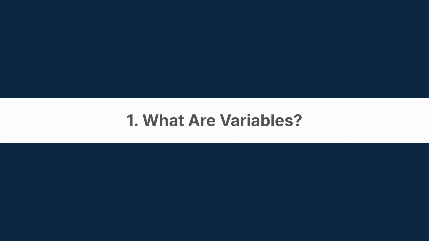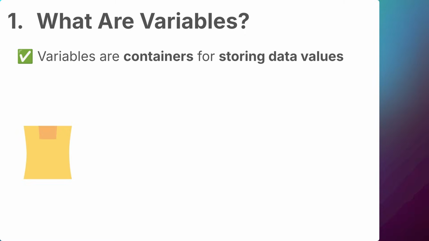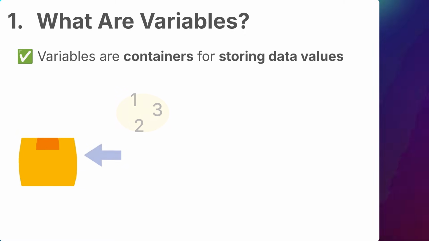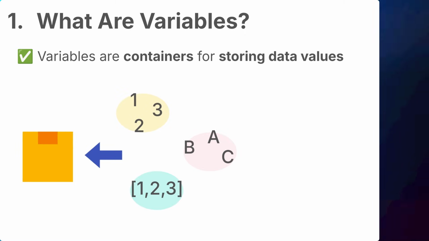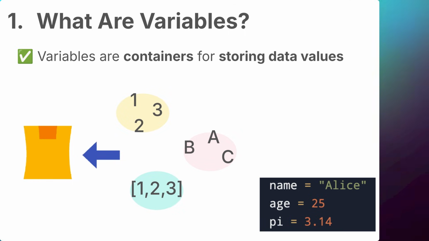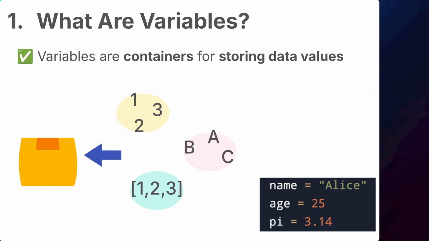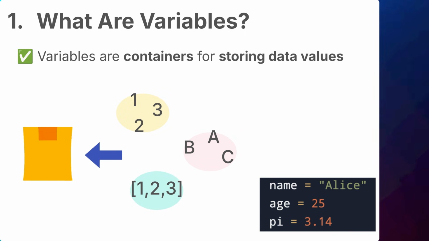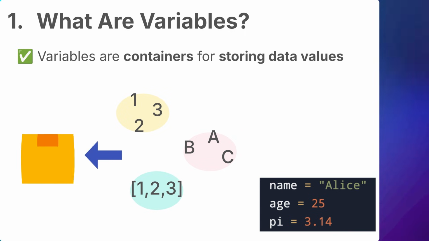One, what are variables? Variables are containers that store data such as a number, text, or a list, which can be used and updated throughout your program. In Python, you can create a variable just by assigning a value using the equal operator. No need to declare a type. Python automatically determines the type based on the assigned value.